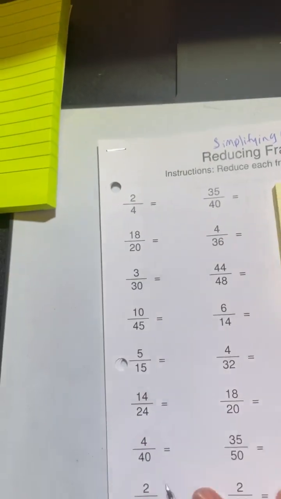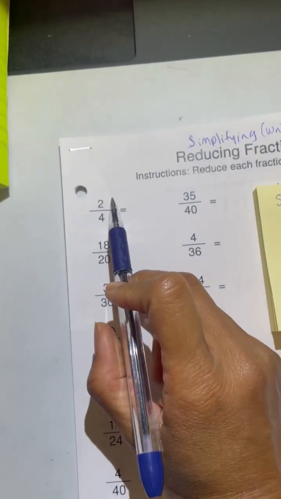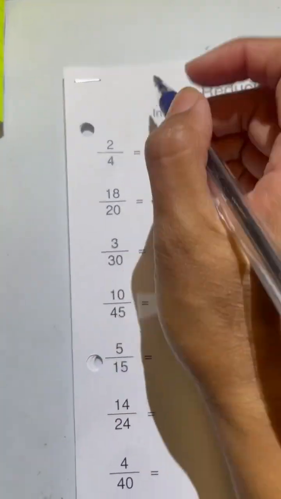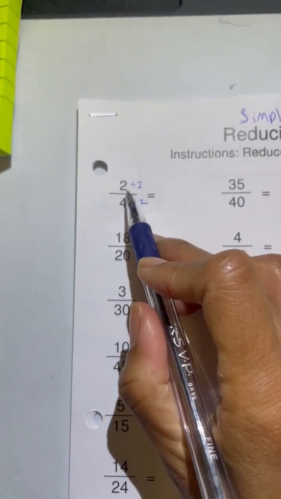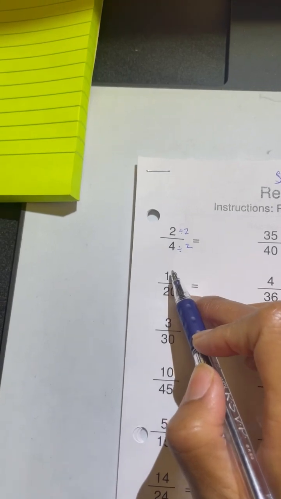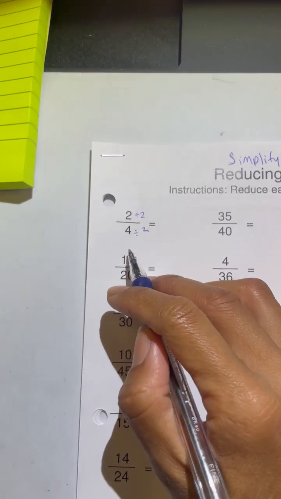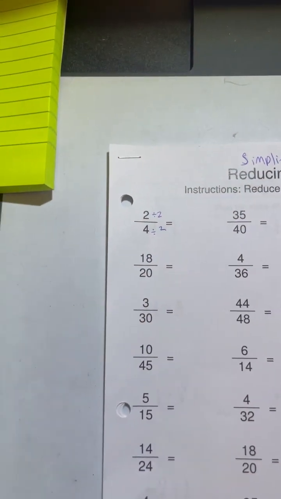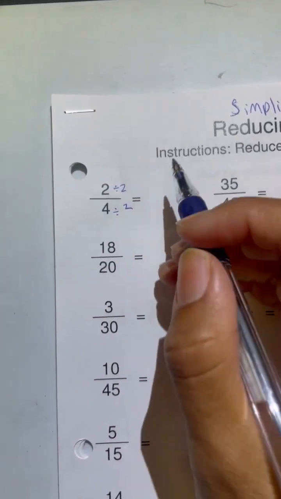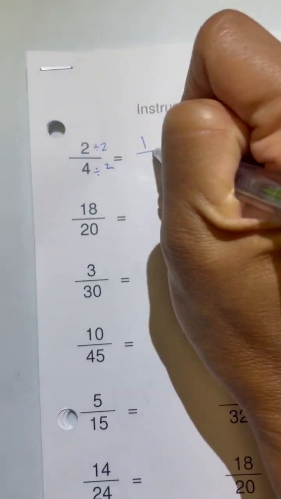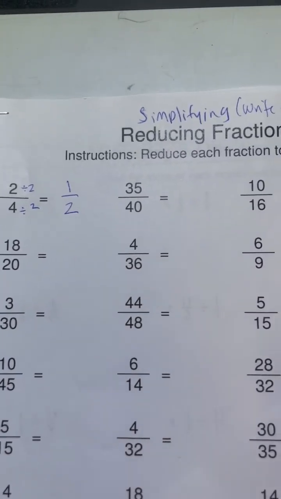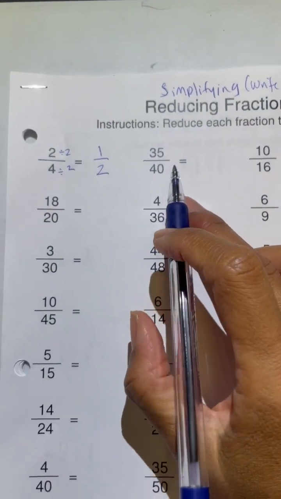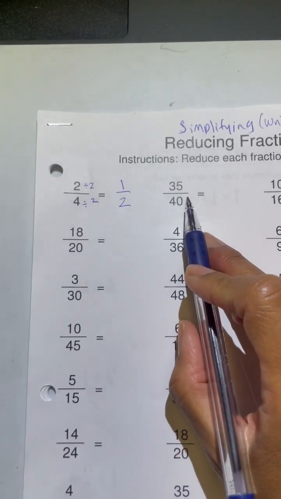So 2 and 4, what numbers do they have in common that they're both divisible by? 2, right? So you can write it down if you want, or you can do it in your head. So I say, I divide the top by 2 and I divide the bottom by 2. Because again, the rule of fractions, whatever you do to the top, you must do to the bottom. So when I divide this, what do I get? 1/2. And there it is, right? That is the simplified term.